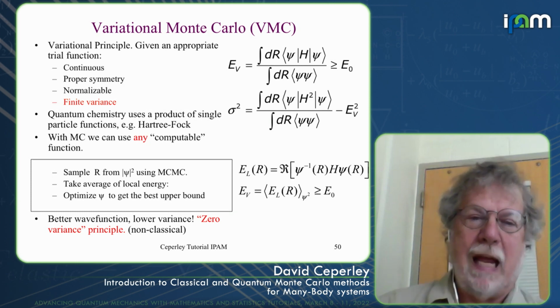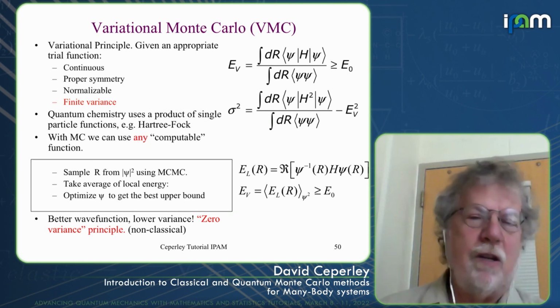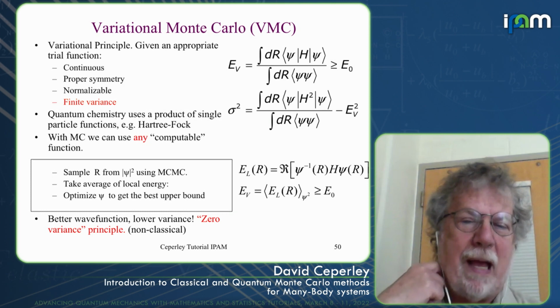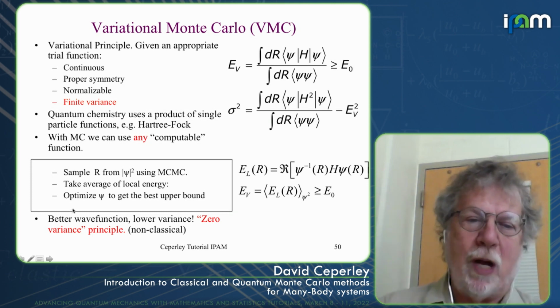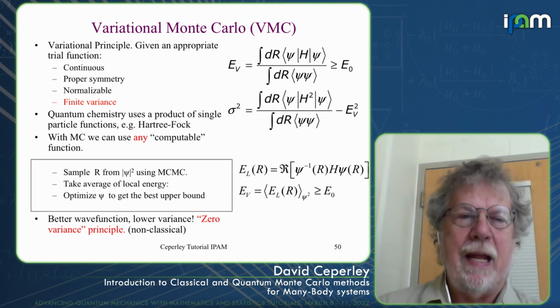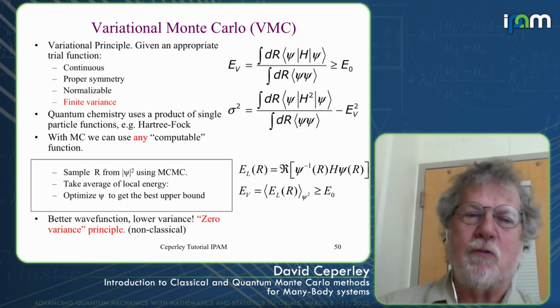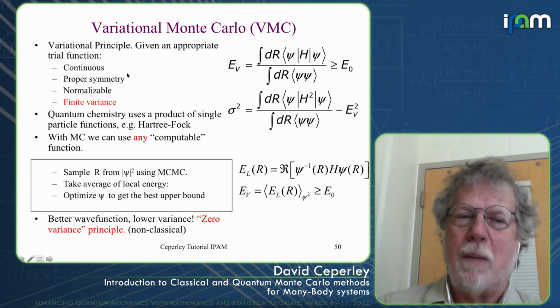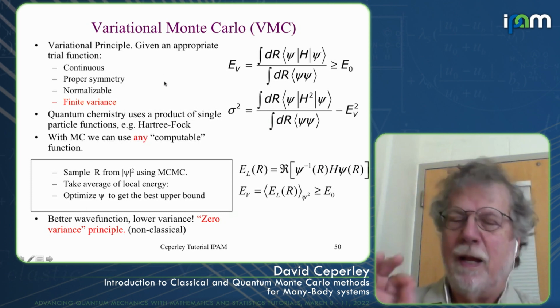You're guaranteed to get an upper bound. So then you try to optimize this wave function to get the best upper bound. Now, the variational principle does rely on assuming some properties of the wave function.